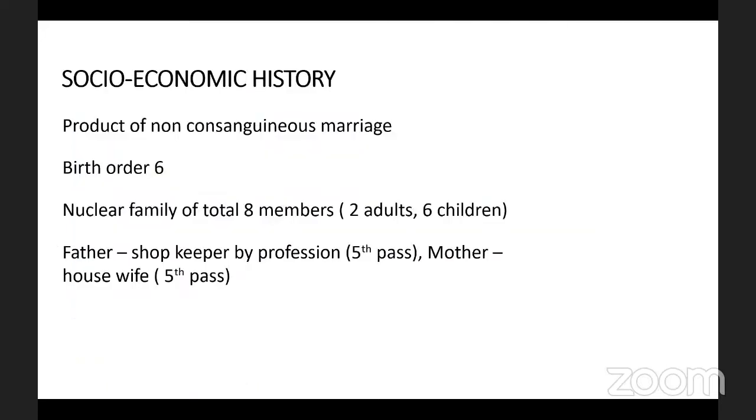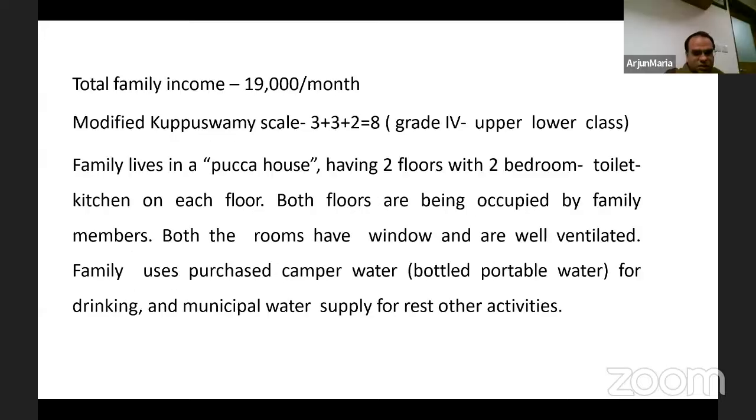Socioeconomic history: product of non-consanguineous marriage, birth order 6, nuclear family of a total of 8 members, 2 adults, mother and father, and 6 children, including 5 siblings. Father is a shopkeeper by profession, 5th pass, mother is a housewife, 5th pass. According to Kuppuswamy, it is the upper lower class.